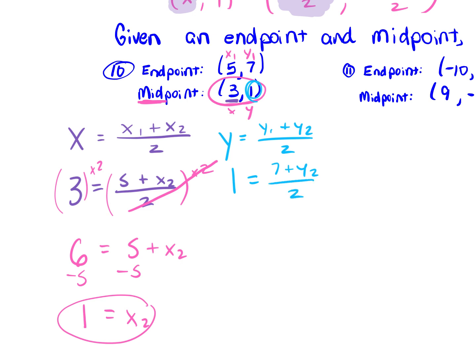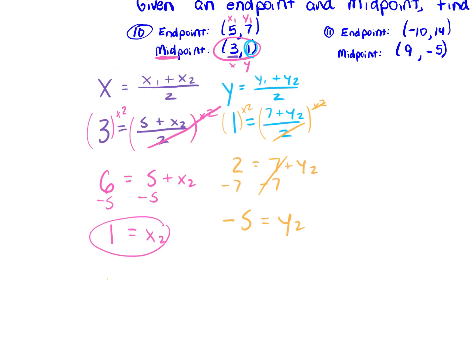What would we do to solve here? Multiply both sides times 2. So 2 is equal to 7 plus y2. What do we do next? Subtract 7. So 2 minus 7 would be negative 5 is equal to y2. So our other endpoint, our x2, y2, would be 1 comma negative 5.